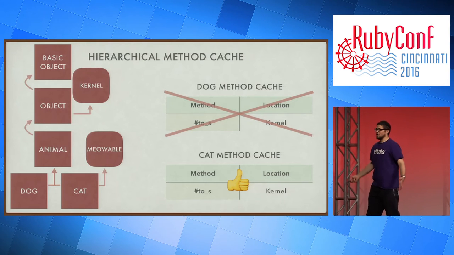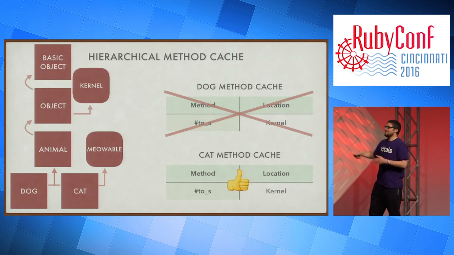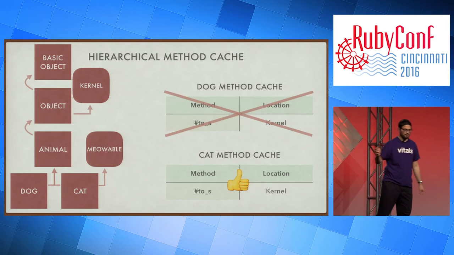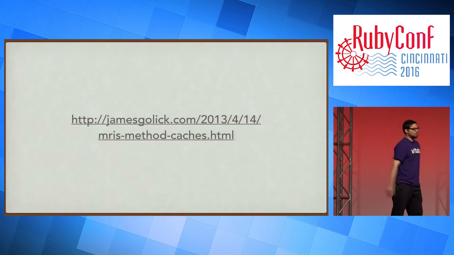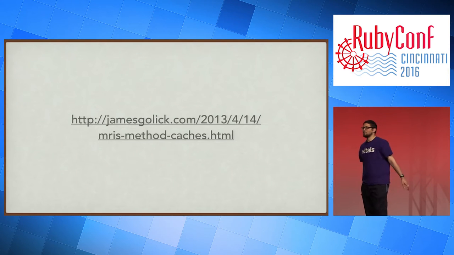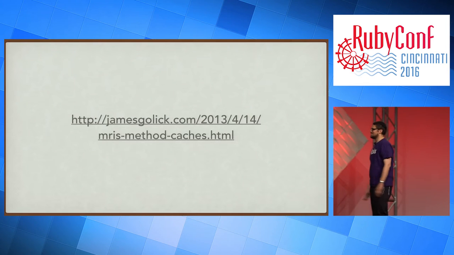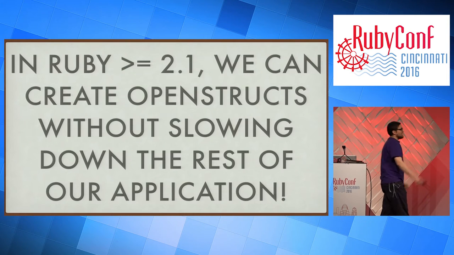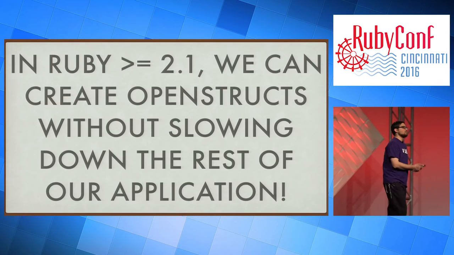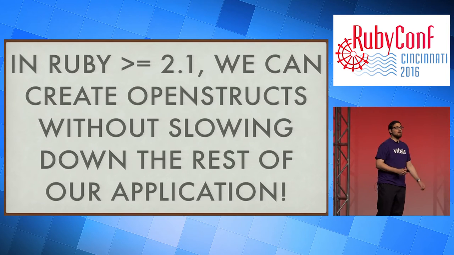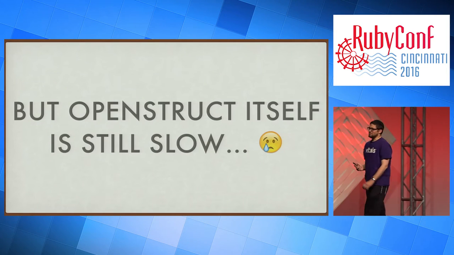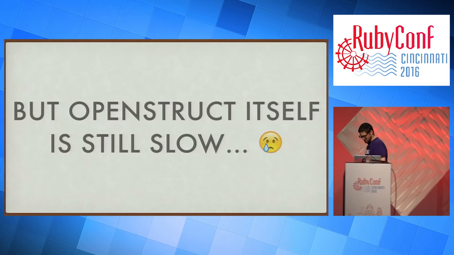When you add methods to your OpenStruct, we just invalidate that OpenStruct's cache, but everything else in Ruby is totally fine. That's a blog post where you can see all the details. It's actually a really interesting read, all kinds of cool stuff about monotonic sequences, and anyway, check it out. But the bottom line is, again, let's bust that myth. Ruby 2.1 and above, we can absolutely create OpenStructs without slowing down the rest of our application. But there's still that little problem that OpenStruct itself is kind of slow.